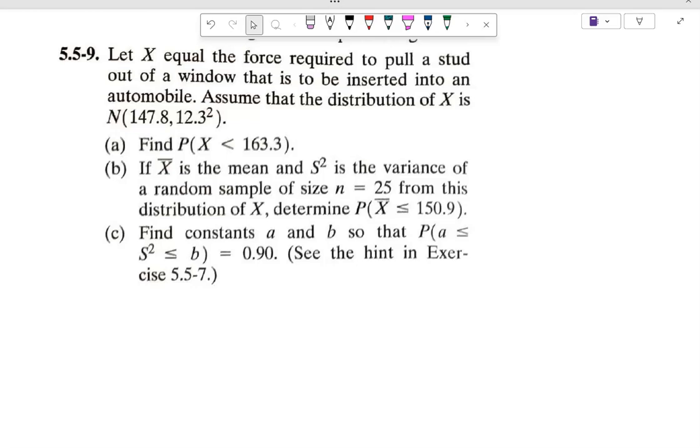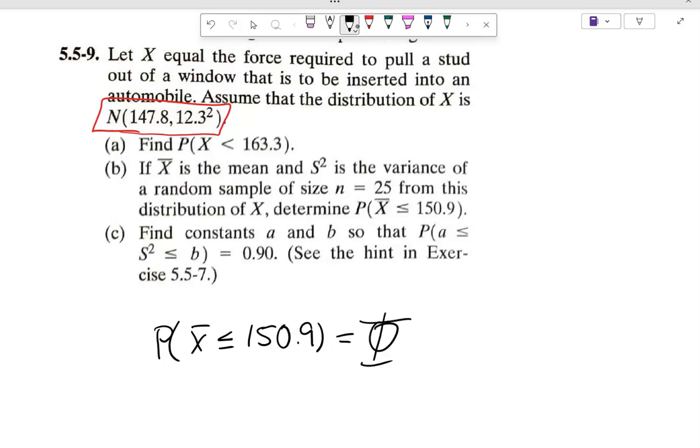Now again, they tell us specifically that the normal distribution here is given to us, right? They tell us that the mean is 147 and the variance is 12.3 squared, right? So to convert this over to a problem that we've done before, it's already in the less than or equal to form. What would we subtract from the 150.9?